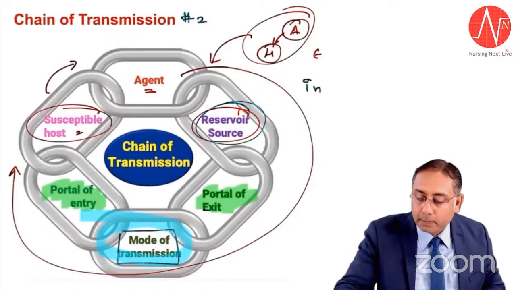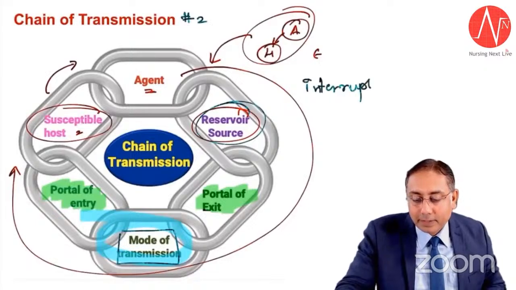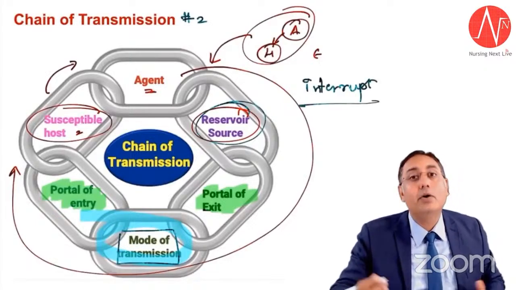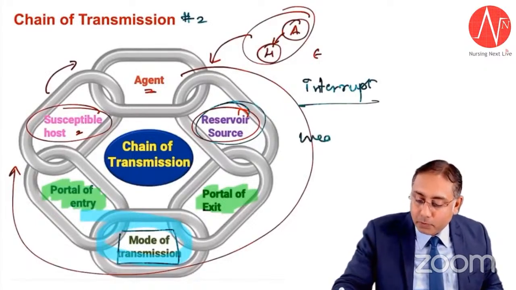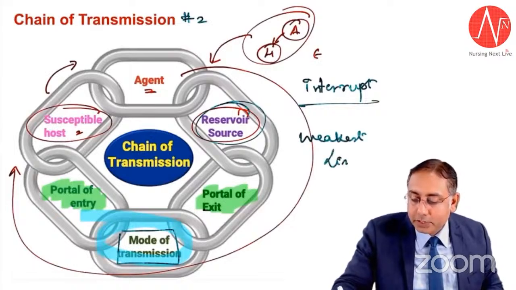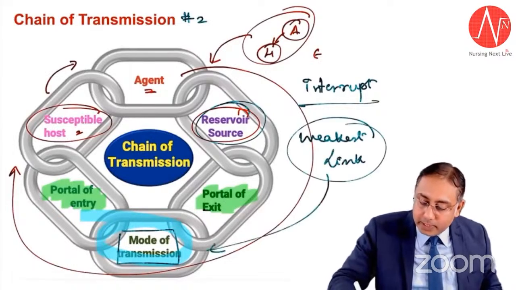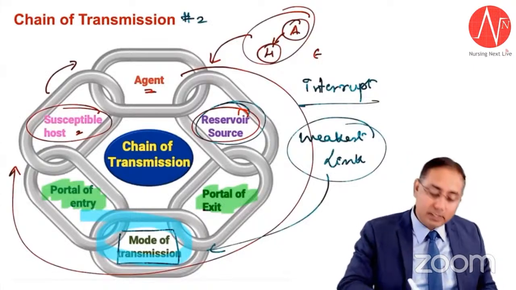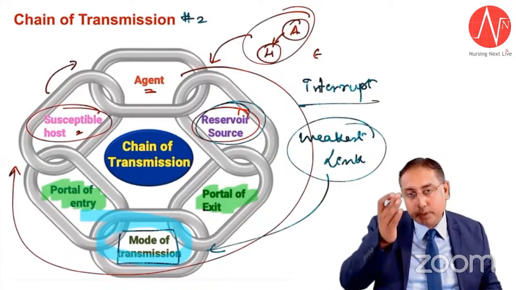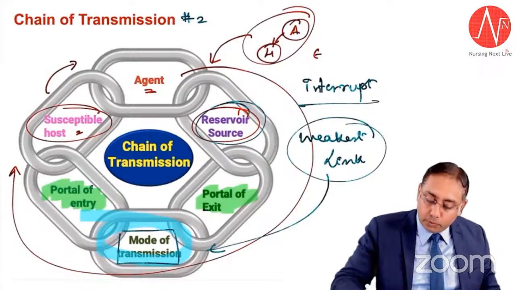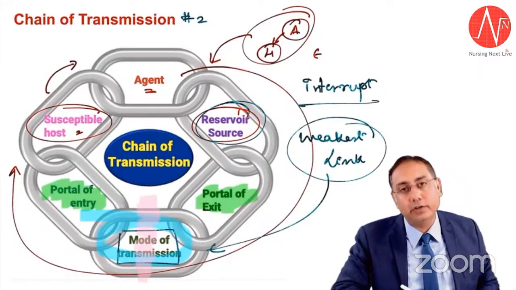You have to interrupt the chain of transmission. Which is the weakest link? MCQ, which is the weakest link in the chain of transmission? The weakest link in the chain of transmission is the modes of transmission. You stop the mode of transmission, and that is the only point where you can cut the chain of transmission.